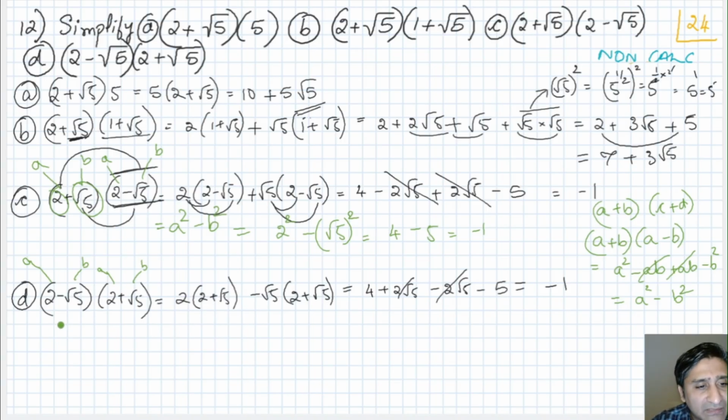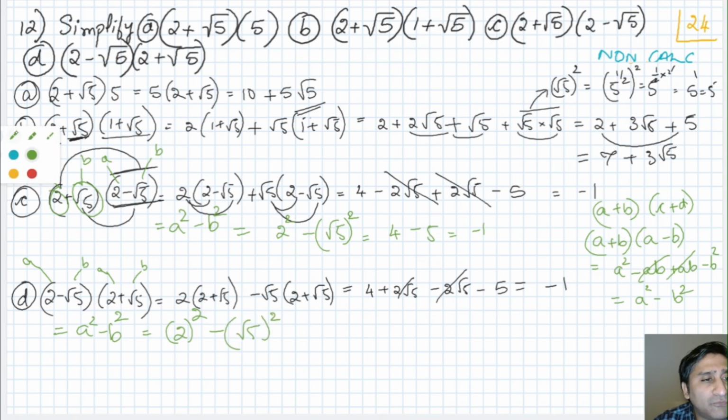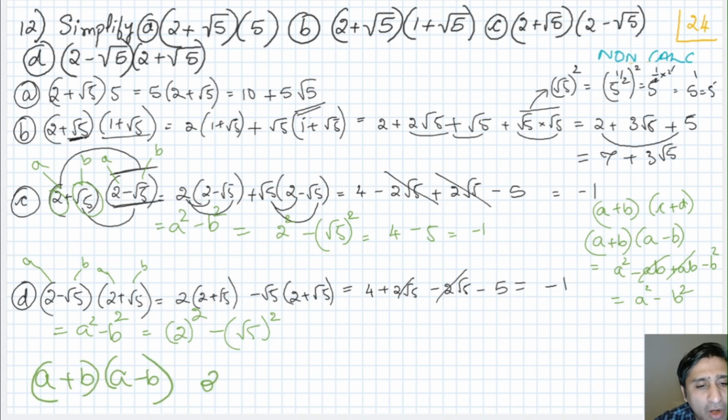Now let's have a look at this. a squared minus b squared. So a is 2. Okay, very good. 2 squared minus b is also root 5. Root 5 whole squared. So remember, the form that we are looking at is a plus b into a minus b, or it could also be in terms of a minus b in terms of a plus b. Both are the same, isn't it?